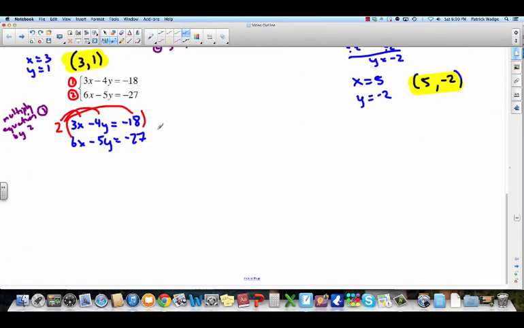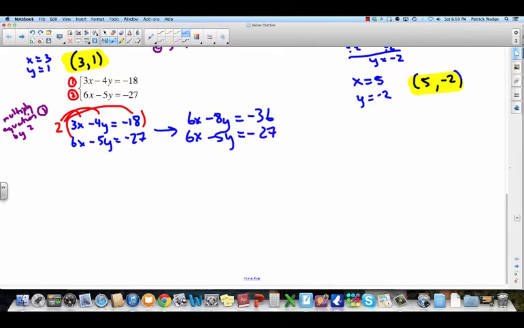If we multiply everything in the first one, you end up with 2 times 3x is 6x, 2 times negative 4y is negative 8y, and 2 times negative 18 is negative 36. There's no need to multiply anything on the bottom, because once I write that 6x, I now have the same thing right here. Perfect. 6x minus 5y equals negative 27.